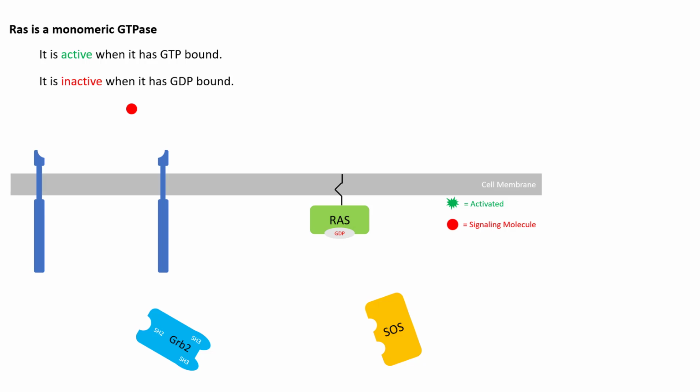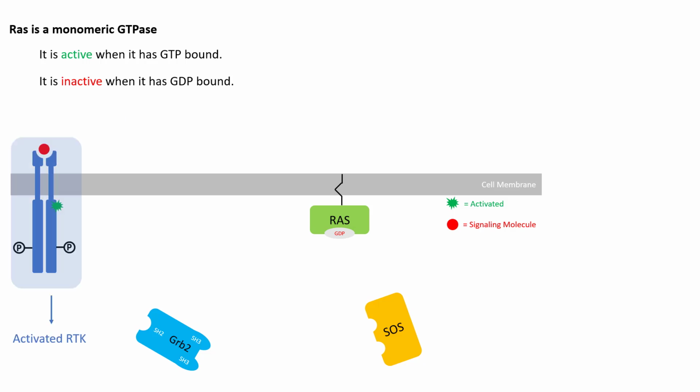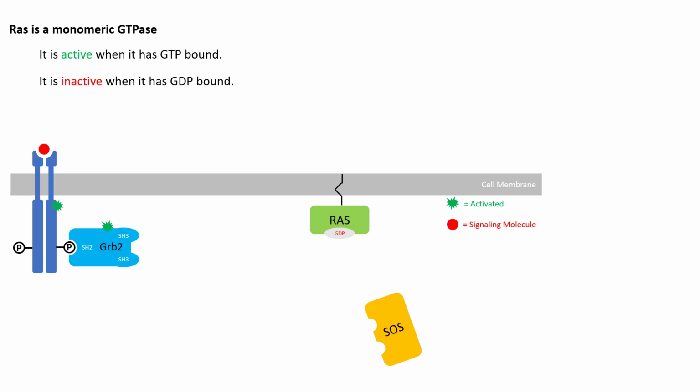In this picture here, we have all the components leading up to RAS activation in their inactive state. The first step is the signaling molecule binding to the receptor tyrosine kinase and activating it through dimerization and the phosphorylation of the receptor tails, the intracellular tails. This leads to a docking site for GRB2. GRB2 will bind to the phosphorylated tyrosine of the receptor tails through its SH2 domain.